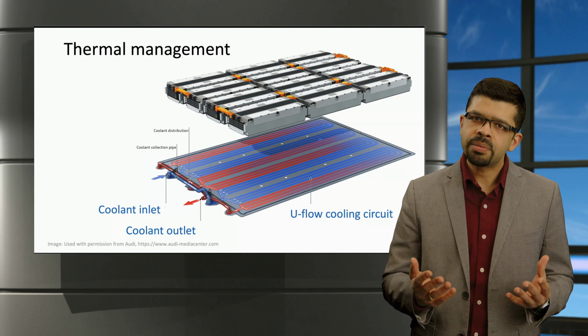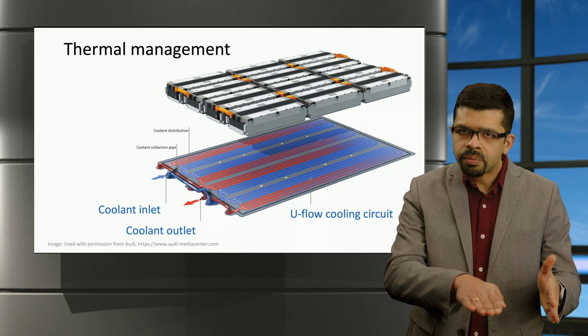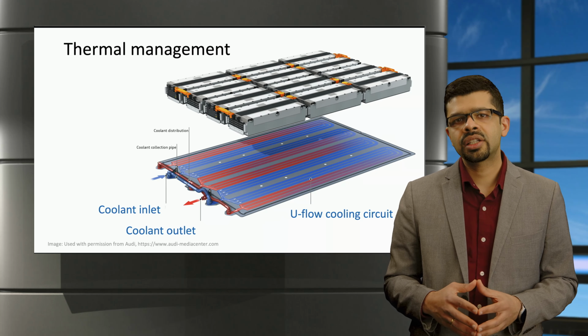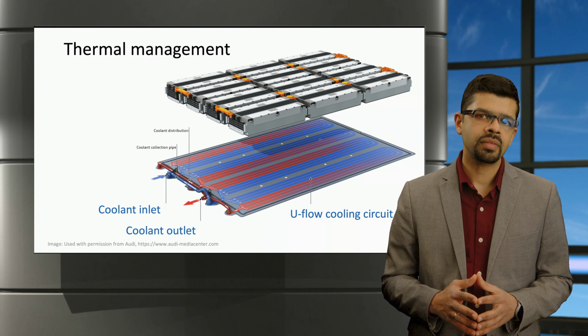For the thermal management of the battery pack, a cooling plate is integrated at the bottom of the battery pack. The plate has a U-flow architecture connected to a refrigerant loop that can both heat or cool the pack to ensure a relatively homogeneous heat exchange and temperature distribution across all the cells.